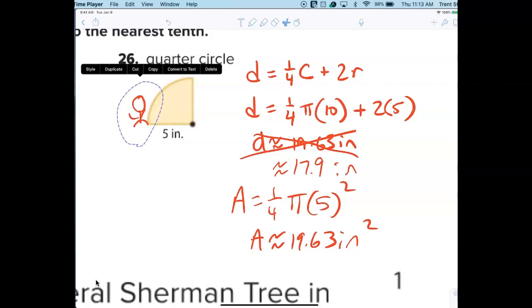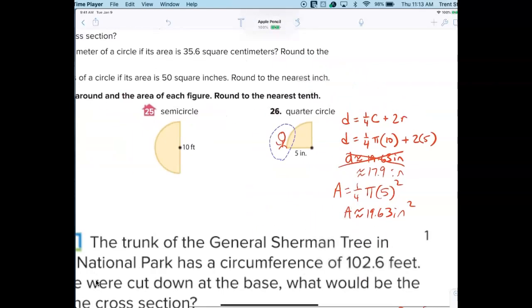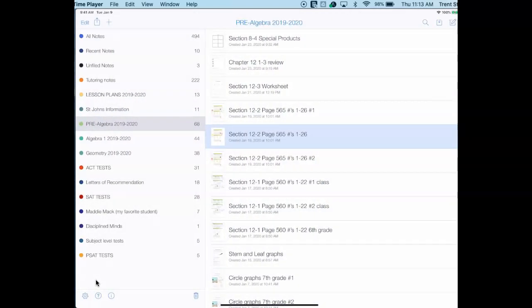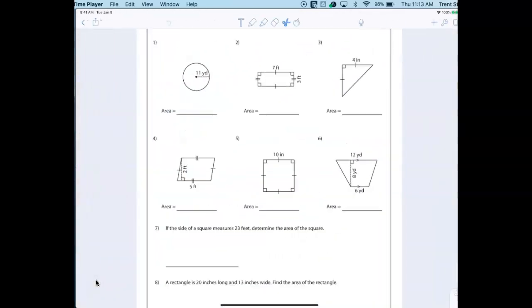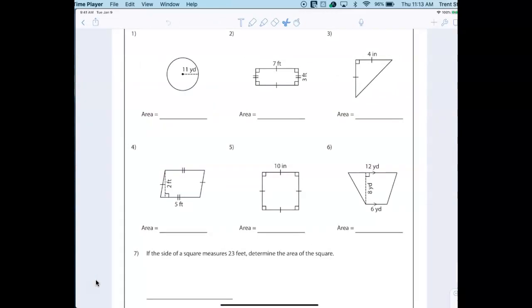So now, make sure your name's on it, please. And now we're going to go into today's worksheet, which is the rest of the area stuff. I want everybody to take a look at that right there. It's a worksheet. I'm going to pass it out. But you should know all the area formulas. You've worked on that a lot.